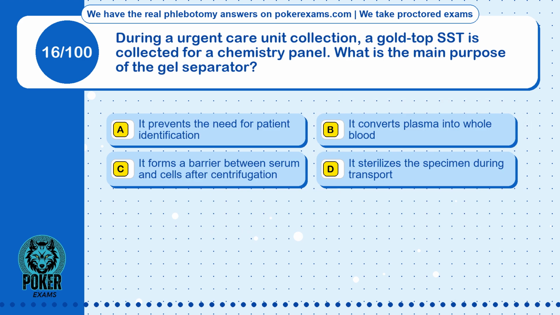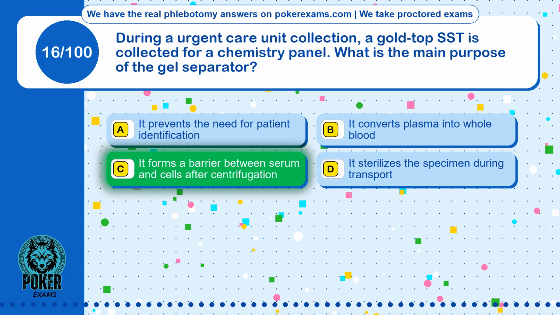Question 16. During an urgent care unit collection, a gold top SST is collected for a chemistry panel. What is the main purpose of the gel separator? Option A. It prevents the need for patient identification. Option B. It converts plasma into whole blood. Option C. It forms a barrier between serum and cells after centrifugation. Option D. It sterilizes the specimen during transport.